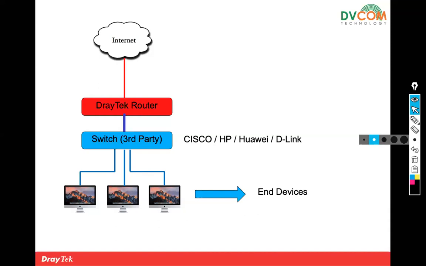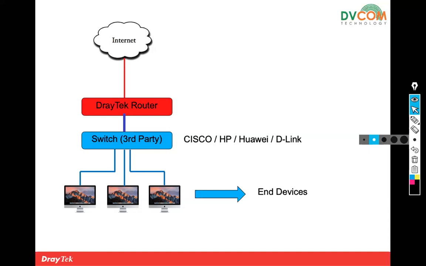So in this case, there is a third-party switch. It can be a Cisco switch, or an HP switch, or a Huawei switch, or a D-Link switch, or any type of switch. You can just take it and directly connect it to your DrayTek router. Once you connect it, your DrayTek router is going to act as a gateway. The DrayTek router is directly connecting to the internet. So your DrayTek router is going to work with any other vendors, guys. There are no dependencies there.